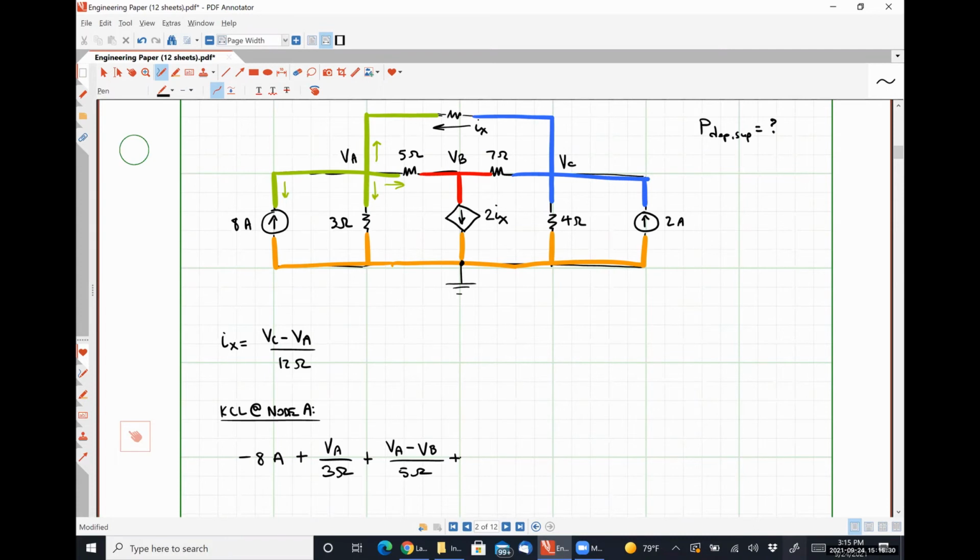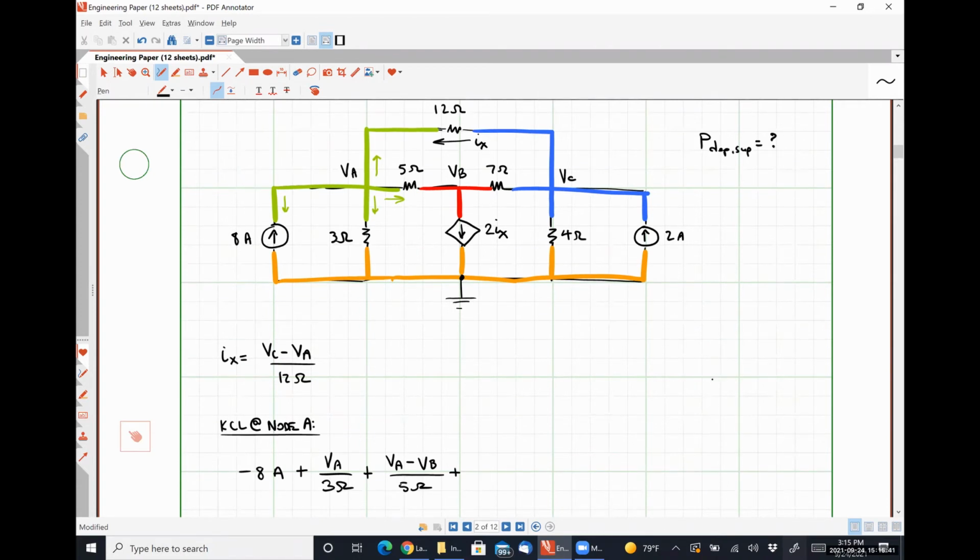Let's see. Sarah, what is the current flowing up out of node A? So up and through the 12 ohm resistor. Pardon? So I disagree, right? So VA flows up through the 12 ohm resistor and winds up at VC. So it could be VA minus VC over 12, which is negative IX, yes. VA minus VC over 12 ohms is equal to 0. All right, so we have our 4 terms corresponding to our 4 different little arrows that I've put up here.